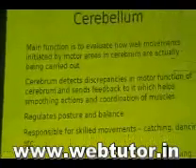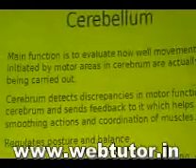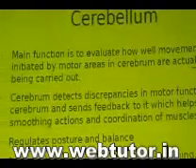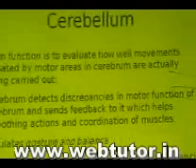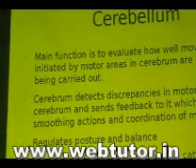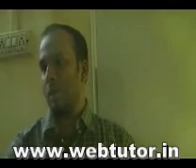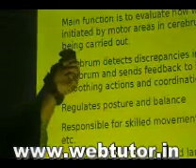Then we come towards the functions of your cerebellum. The main function of your cerebellum is to evaluate how well movements initiated by the motor areas in the cerebrum are actually being carried out. The motor region in your cerebral cortex will give the various parts of your body orders. Okay, you start walking now. But actually, is the walking going properly or not? Are the various joints and the various muscles coordinating with each other properly or not? That feedback check is done by your cerebellum.